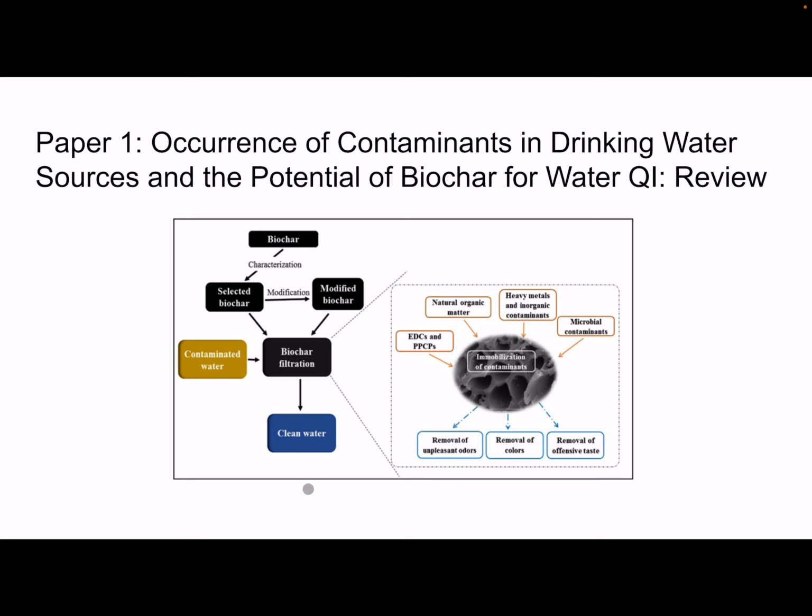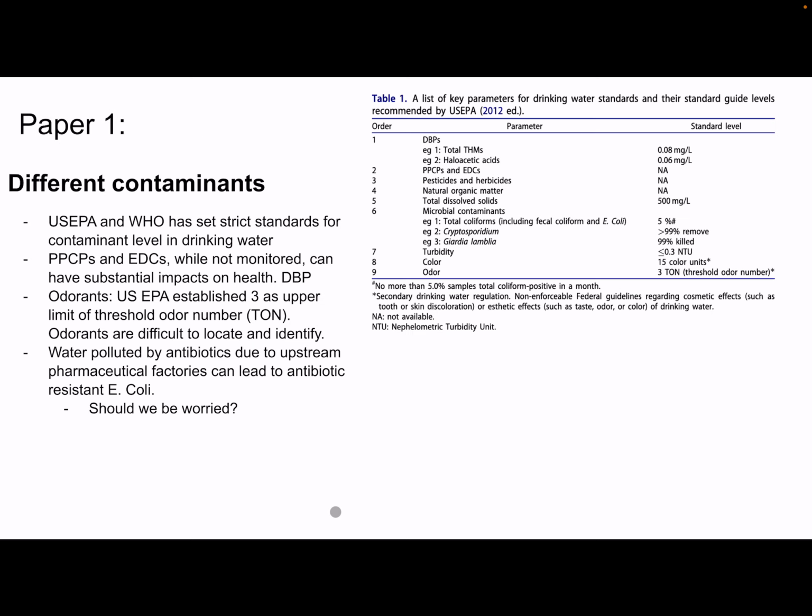So the first graphic I want to show here just shows that biochar can either be used as it is, or it can also be modified, and through these modifications it can trap certain contaminants, so things like endocrine disrupting chemicals and personal care cosmetic chemicals, organic matter, heavy metals, and microbial contaminants, which is what we're interested in. And biochar can be used therefore to filter and produce clean water.